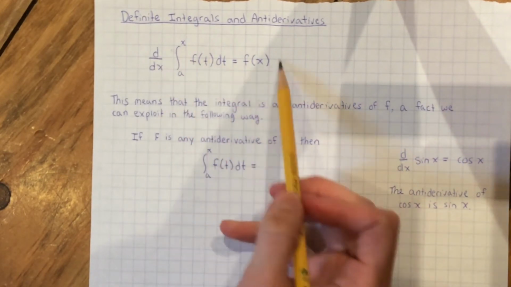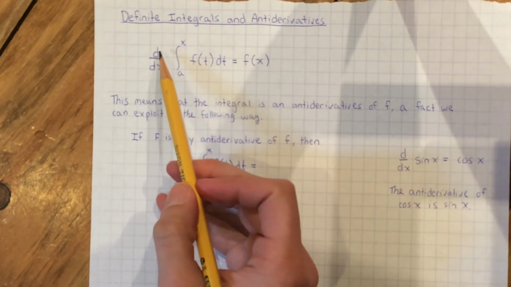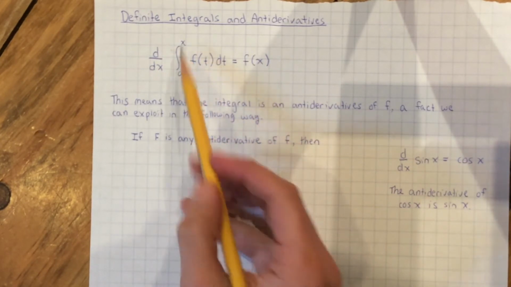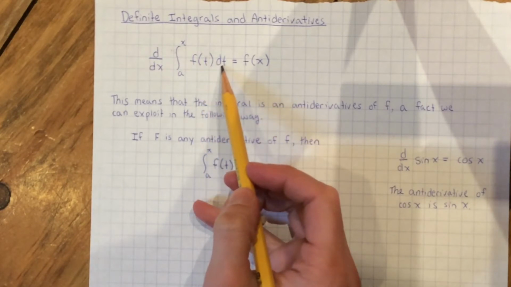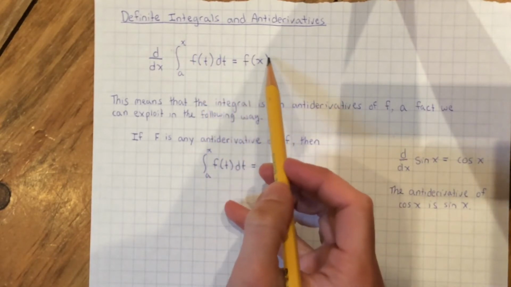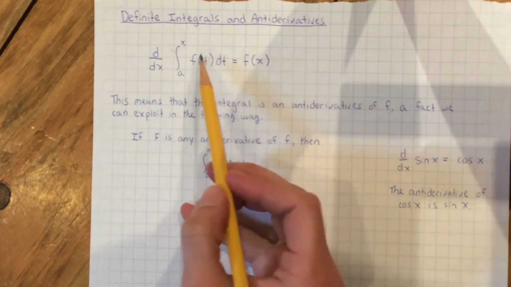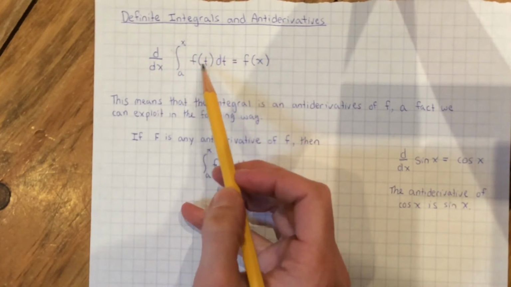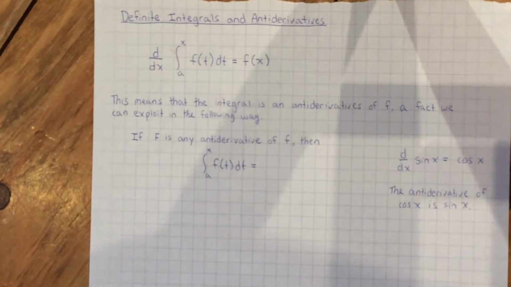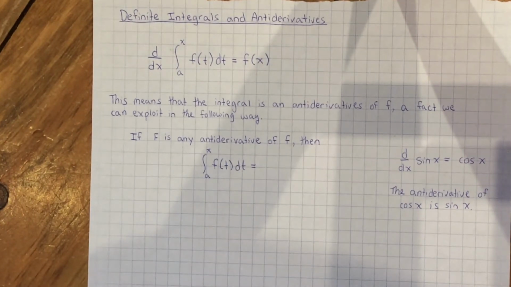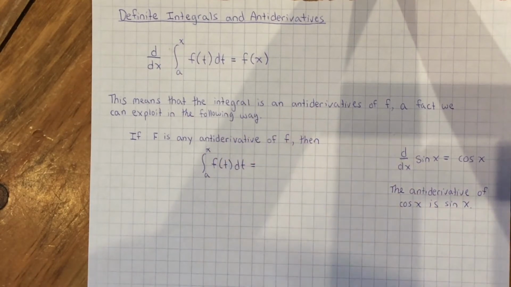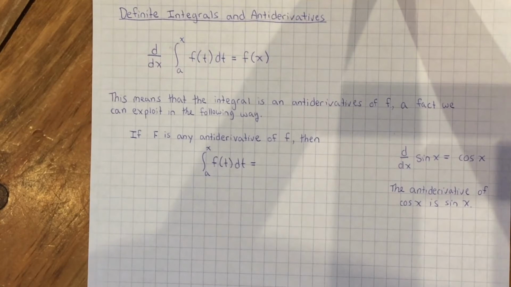So this formula right here states that if we take the derivative of some integral from a to x of f of t dt, that is equal to f of x. So notice it's not f of t anymore. I substituted the upper bound in where x is. This means that the integral is an antiderivative of f, a fact that we can exploit in the following way.